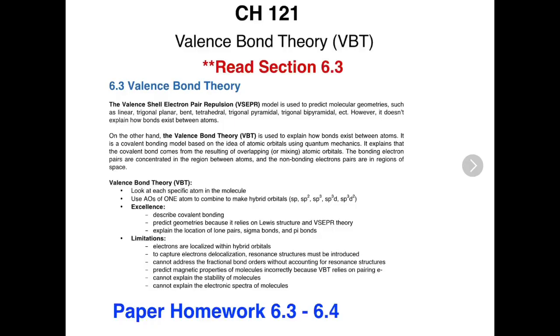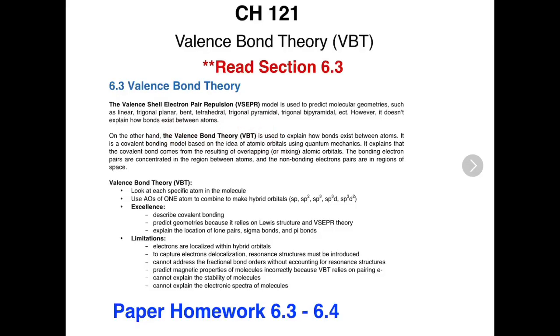In the previous chapter 6.1 video, we talked about the valence shell electron pair repulsion, or VSEPR, theory. We use that theory to predict the molecular geometry of the molecule. However, the VSEPR theory doesn't talk about how the bond exists between atoms. It just talks about the shape of the molecule. Therefore, there is a need for another theory to explain how the bond exists between atoms, and that is what we call the valence bond theory.